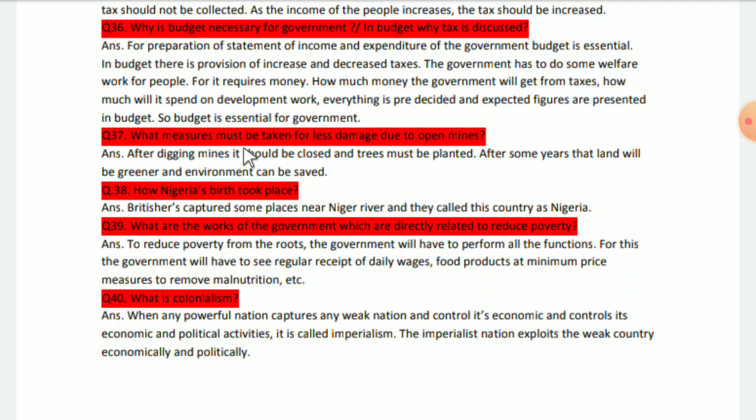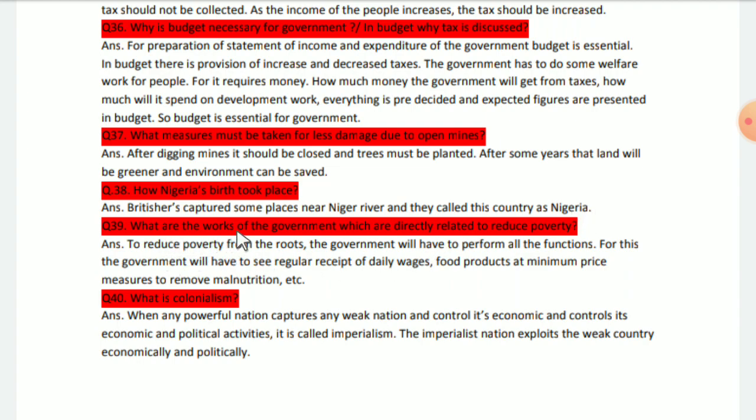What measures must be taken for less damage due to open mines? After digging mines, they should be closed and trees must be planted. After some years, that land will be greener and the environment can be saved. How did Nigeria's birth take place? Britishers captured some places near Niger River and they called this country Nigeria.